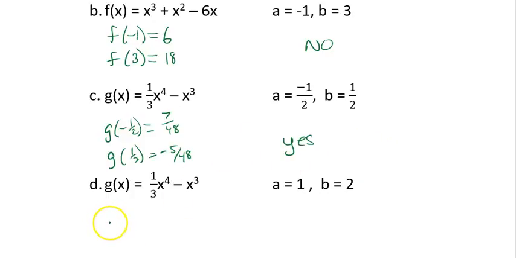And then for part D, we have g of 1 and g of 2. If I plug 1 in, I get a negative 2/3. If I plug 2 in, I get a negative 8/3. Since those do not change signs, no, there is not a 0 between them.